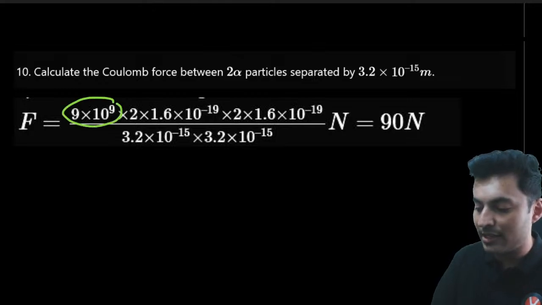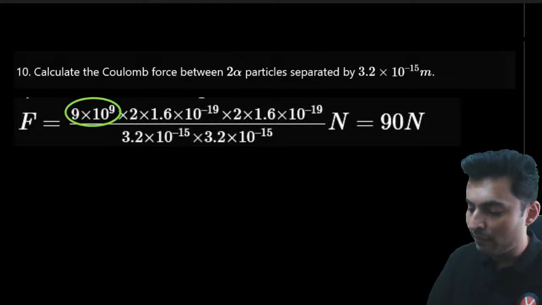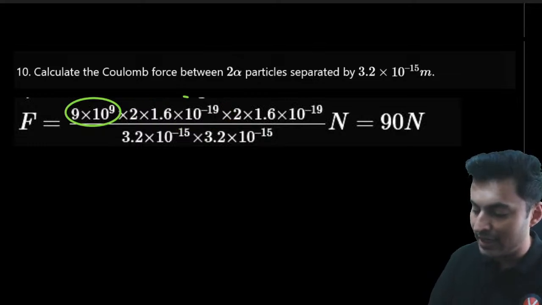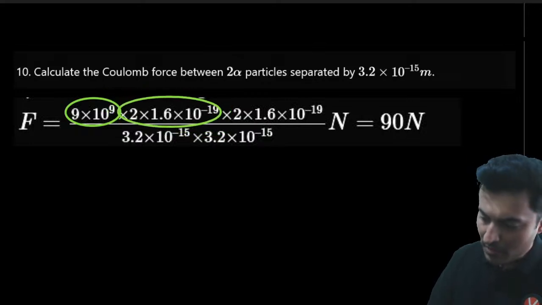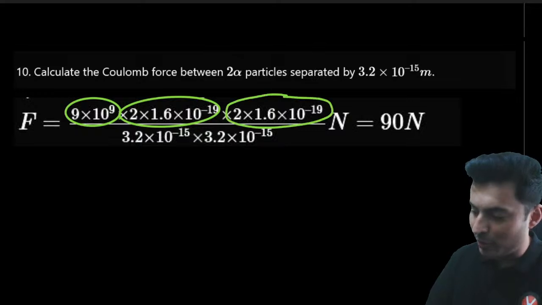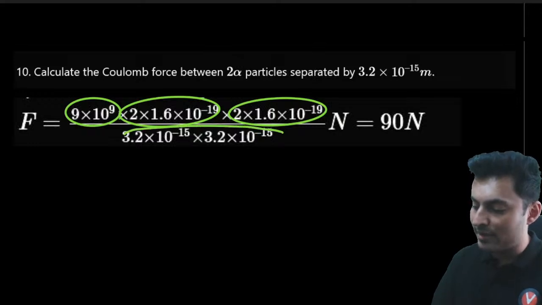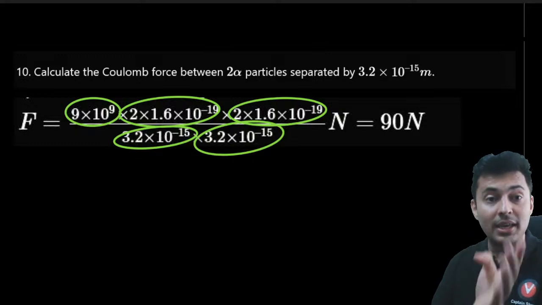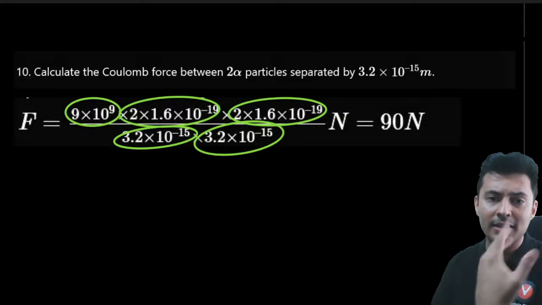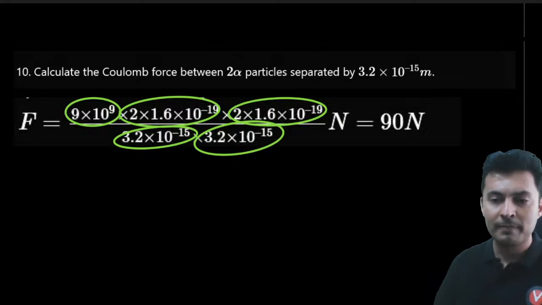So you can see the value of K is right over here. Then you will have 1.6 into 10 to the power minus 19, but 2 times. 2 times this one over here, and also again over here, this is the Q2 charge. I hope you can see this. And then you have R square in the denominator. This is nothing but R square. Everybody can see this? Yes, very good. So K Q1 Q2 divided by R square gives Newton. That comes out to be 90 Newton.